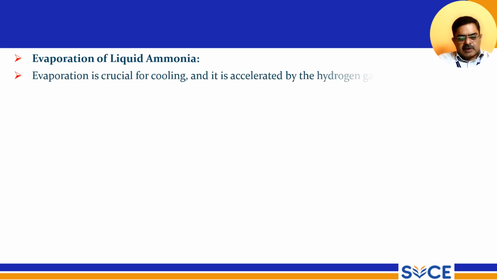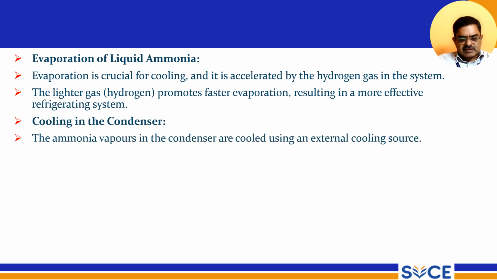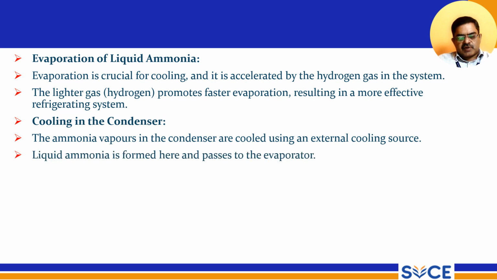Evaporation of liquid ammonia. The evaporation is crucial for cooling, and it is accelerated by the hydrogen gas in the system. The lighter gas, hydrogen, promotes faster evaporation, resulting in a more effective refrigeration system. So cooling in the condenser taking place, and the ammonia vapors in the condenser are cooled using an external cooling source. Liquid ammonia is formed here and passes to the evaporator.